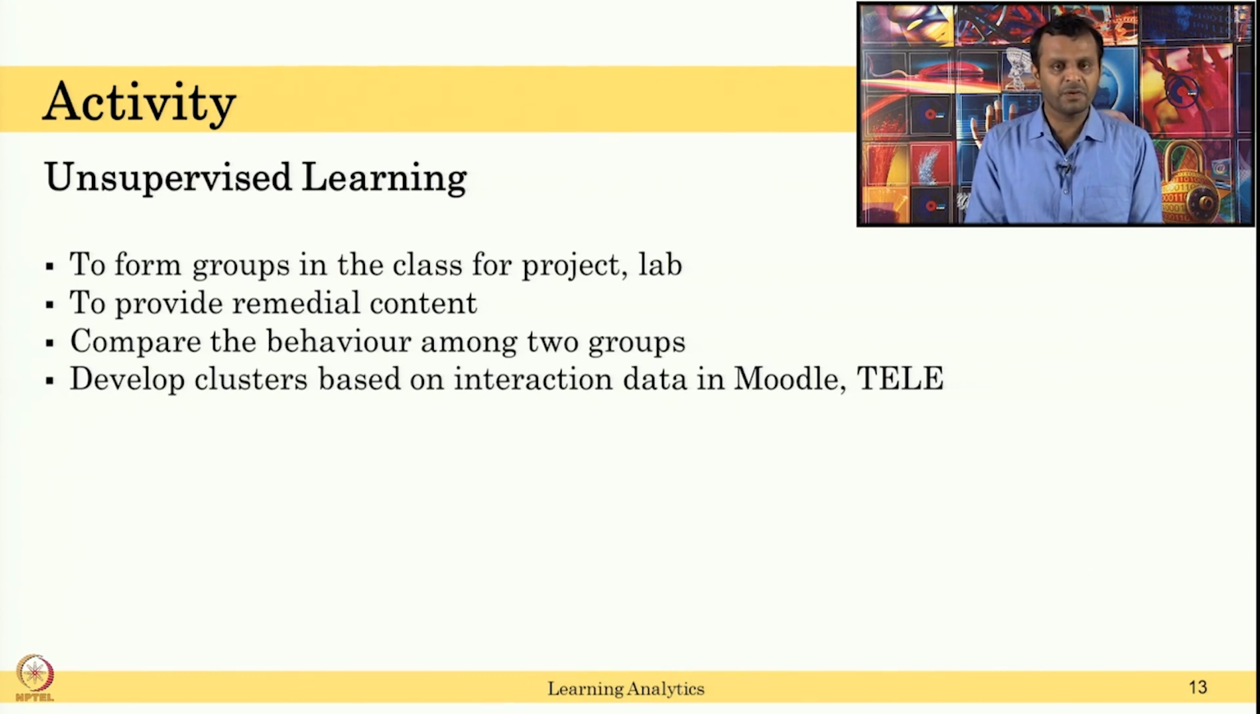Or you can compare the behavior among 2 groups. If you have a group A and group B, you can identify patterns among these 2 groups and compare the patterns of group A and group B. The patterns can be like what actions they do. You can identify such patterns with the unsupervised algorithm. Also, you can develop clusters based on interaction data in Moodle or similar systems. So the interaction data, we can use it to create clusters to group the students into multiple groups, and you can provide different levels of recommendations to them.